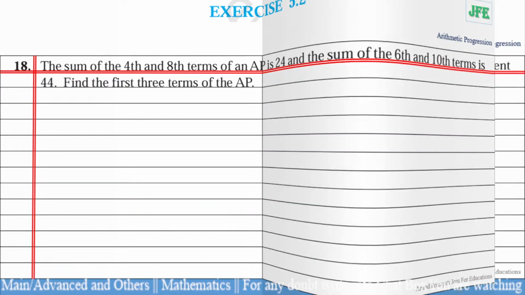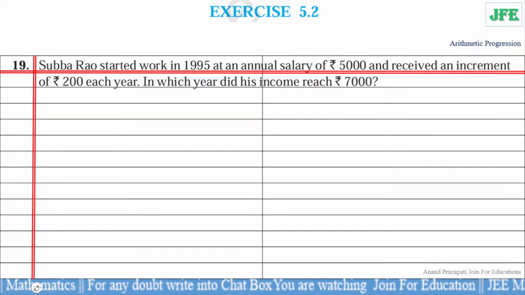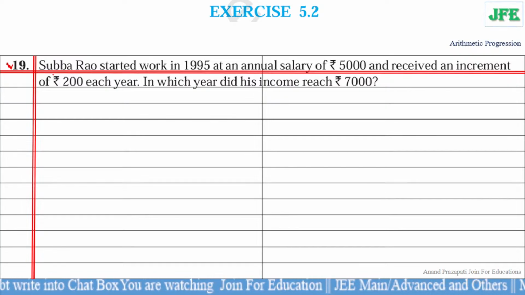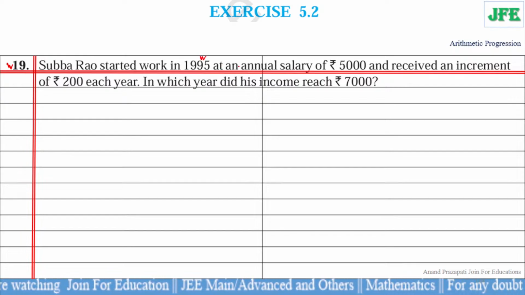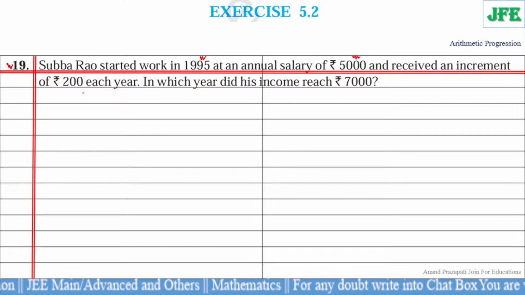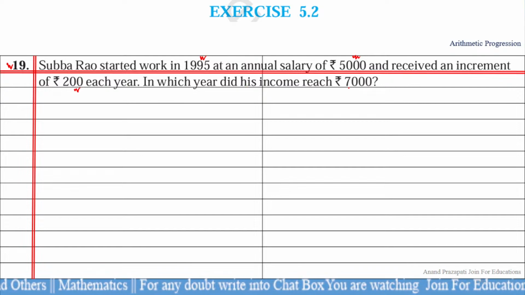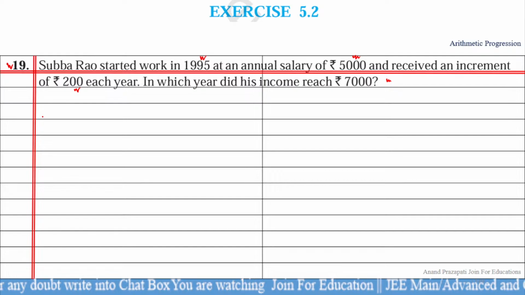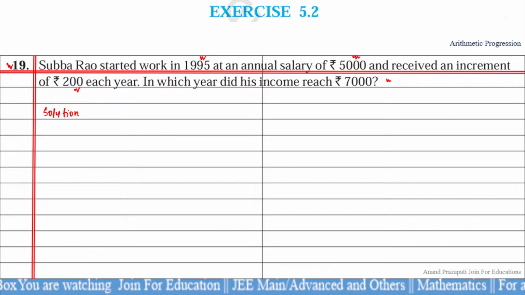Let's see the next question, question number 19. So I am going to read question number 19. Subba Rao started work in 1995 at an annual salary of rupees 5,000 and received an increment of rupees 200 each year. In which year did his income reach 7,000? So let's see the solution of this question. Hope there is no problem to understand the question.